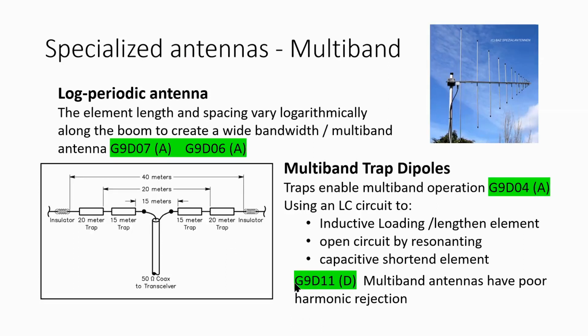However, one of your other questions is, what's the downside of a multi-band antenna? It has poor harmonic rejection because remember, 20 and 40 and 15 have a harmonic relationship. 7 megahertz, 14 megahertz, 21 megahertz, a third harmonic of 40 meters.